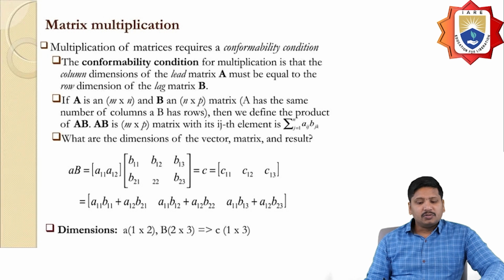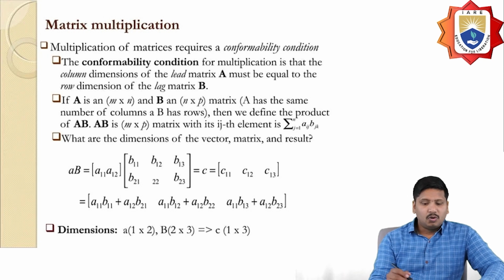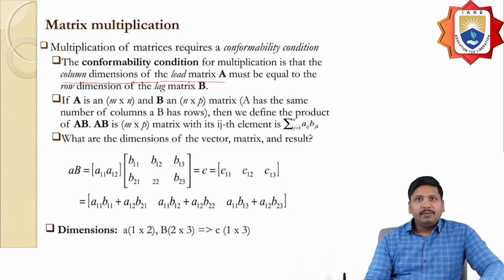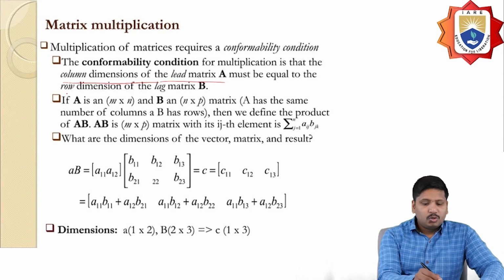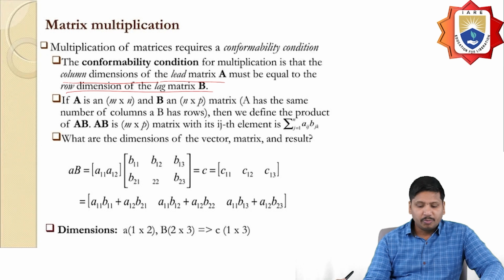Matrix multiplication. Multiplication of matrices requires a conformability condition. The condition for matrix multiplication is that the column dimension of the lead matrix must be equal to the row dimension of the lag matrix. If the columns of the first matrix match the rows of the second one, then only is matrix multiplication possible.